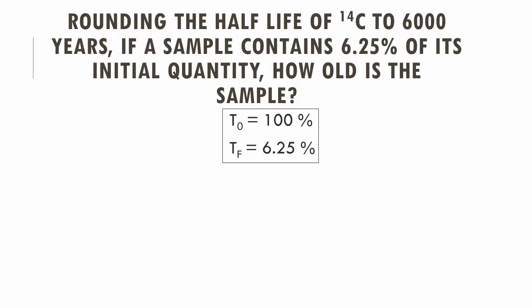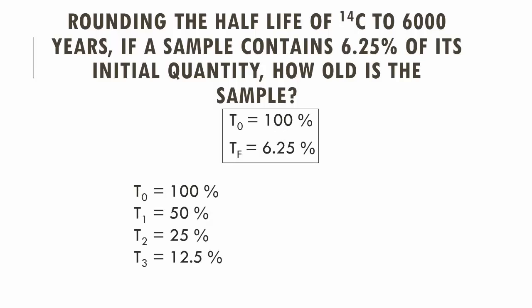We know that each half-life reduced the sample by half, so after one half-life we're left with 50%. After a second half-life we're left with 25%. Dividing in half again, we get 12.5% after 3 half-lives. It's after the 4th half-life that we are left with 6.25% of the original sample.